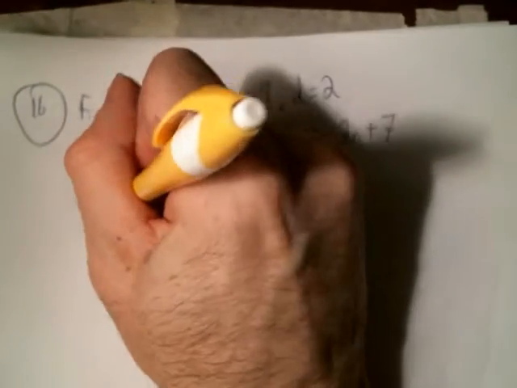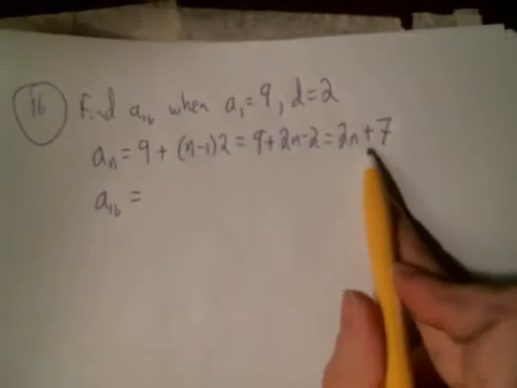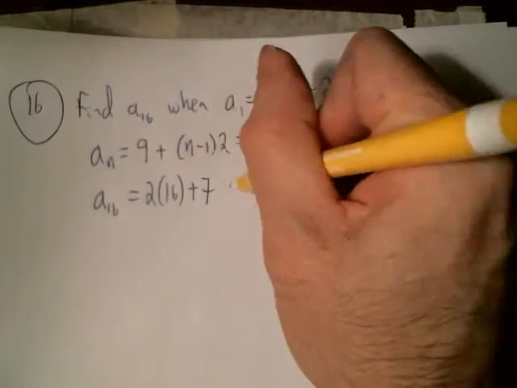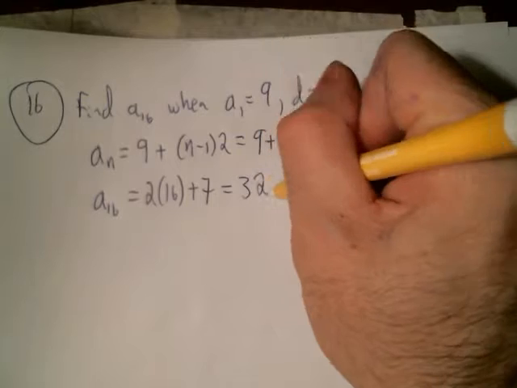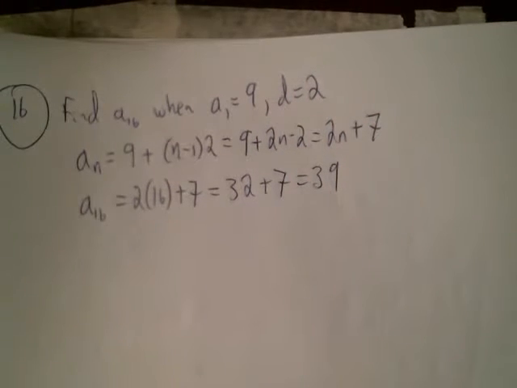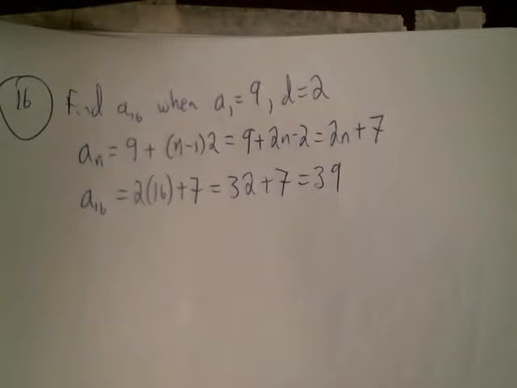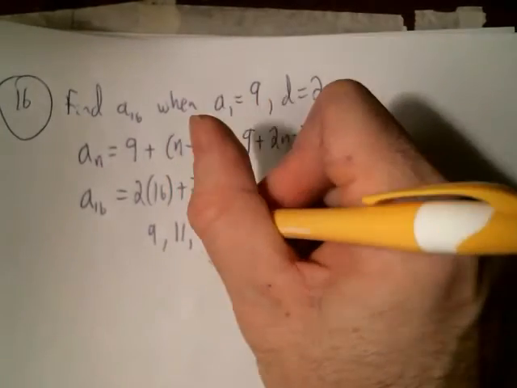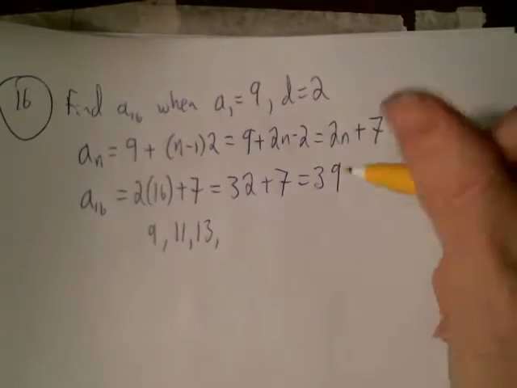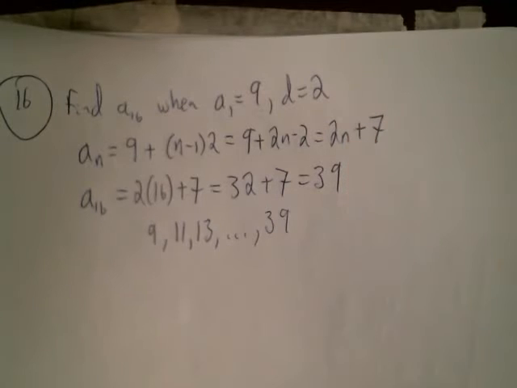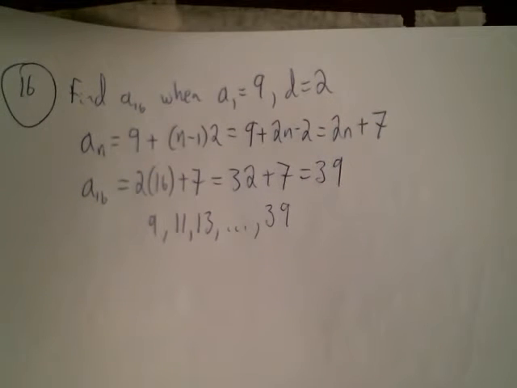So a sub 16, all I have to do is plug 16 into this formula and I got it. So it's 2 times 16 plus 7. 2 times 16 is 32 plus 7. So the 16th term must be 39. Okay? So it gives you a quick way, instead of having to go through and go 9, and then the next guy is 11, and the next guy is 13. No, you just skip all the way ahead to the 16th term is 39. Saves you a little time, right? Okay, good stuff.